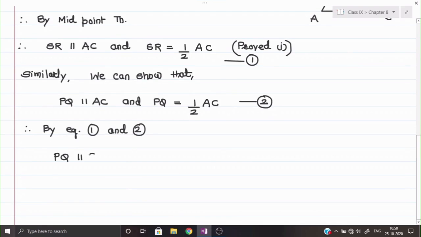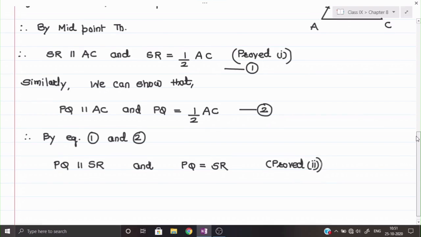PQ and SR will be parallel because they are parallel to the common side, and since they are half of the same side, they will be equal as well. So PQ is equal to SR. Here you can write down proved second part.